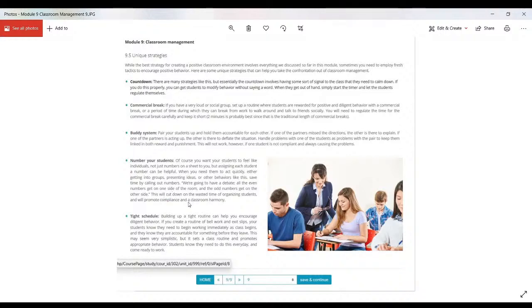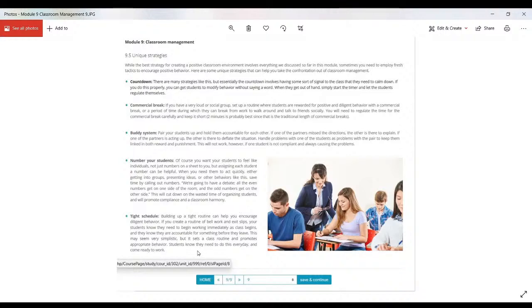We're going to have a debate. All the even numbers get on one side of the room, and the odd numbers get on the other side. This will cut down on wasted time of organizing students and will promote compliance and classroom harmony.